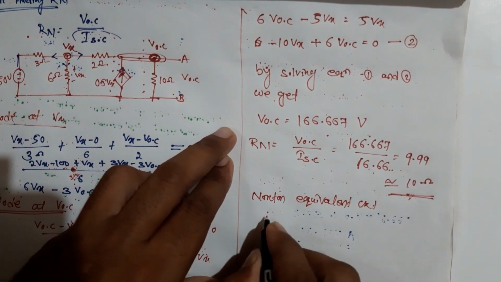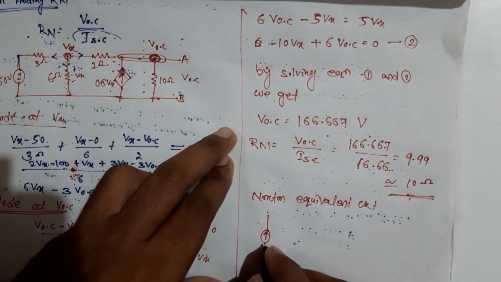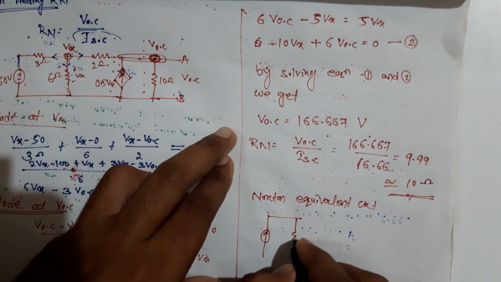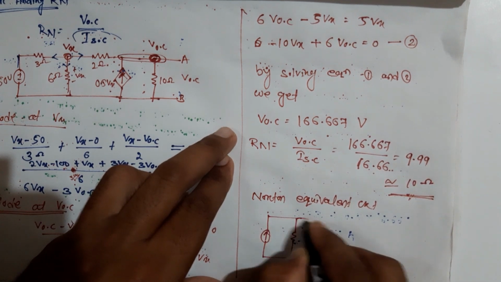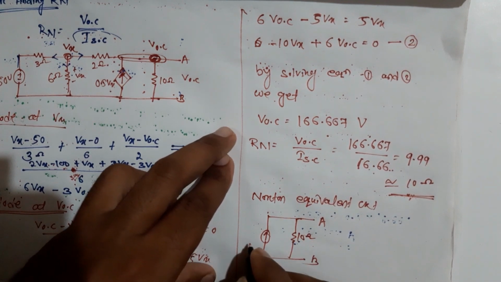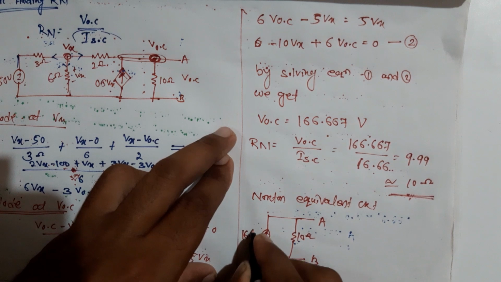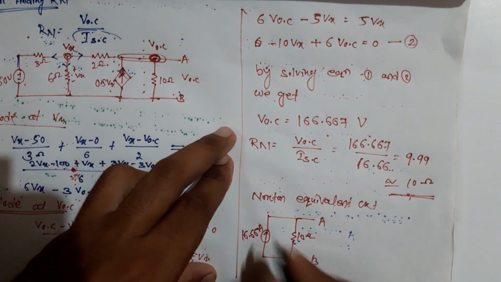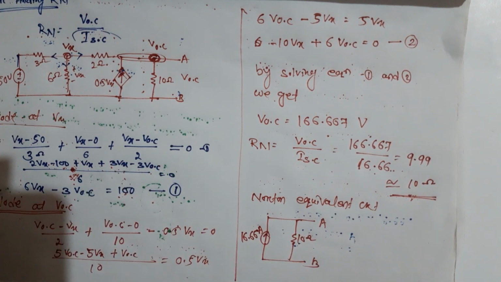It is the Norton current source in parallel with the Norton resistance, with AB open circuit. This is 10 ohm and this is 16.66 ampere. Finally we got the answer.